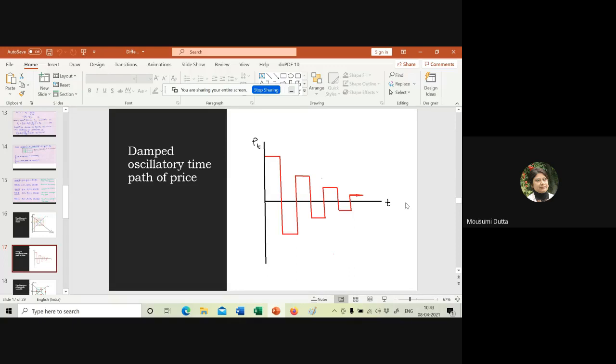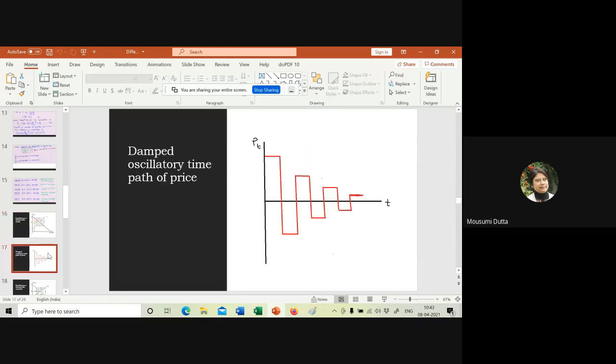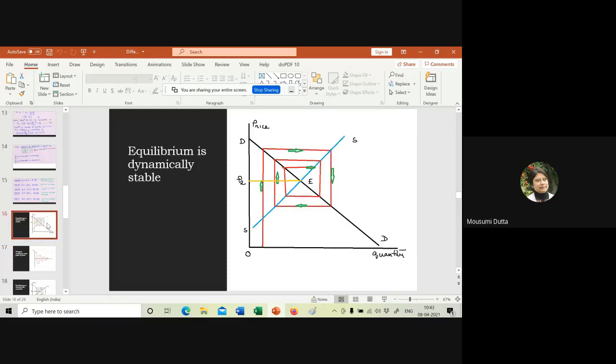So you got some idea about the cobweb model? How you have to draw the things, how you have to find out the time path. Getting some idea? Yes or no? Yes, ma'am.